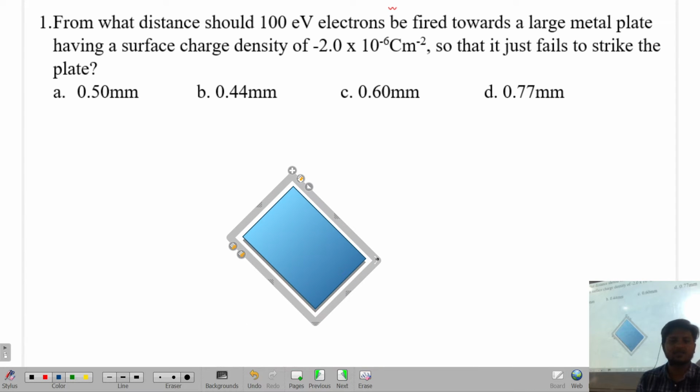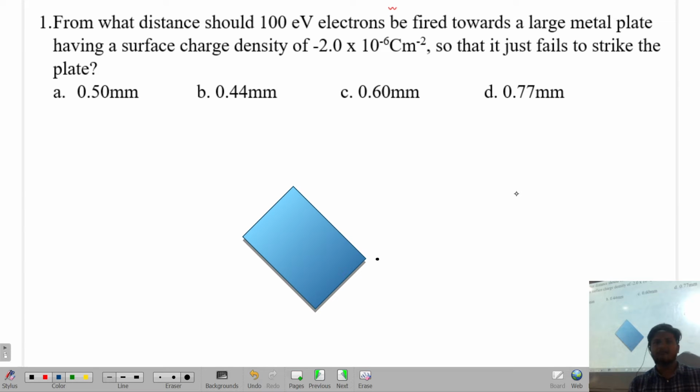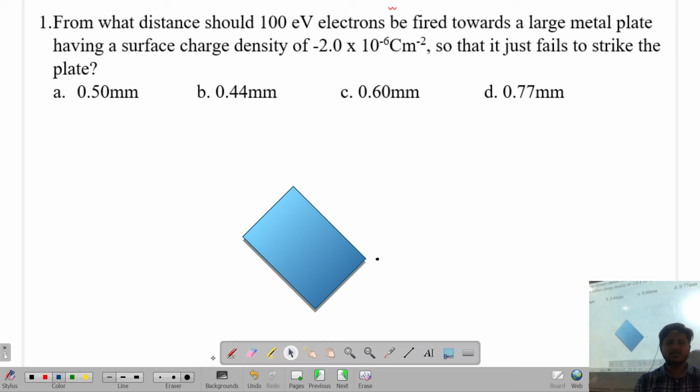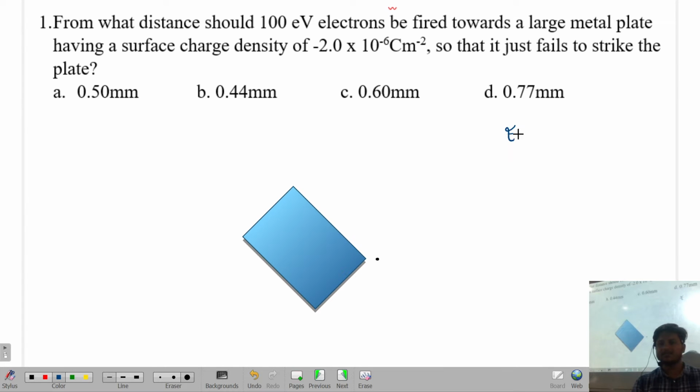Electric field is equal to sigma by epsilon naught. Why? What, it is a plate or not? What I have told, there are three things. First one is a single infinite sheet of charge, and one is a plate. If it is an infinite sheet of charge, the electric field strength is sigma by 2 epsilon naught. If it is a plate, this electric field is sigma by epsilon naught. Yes or no? This is the concept or not?